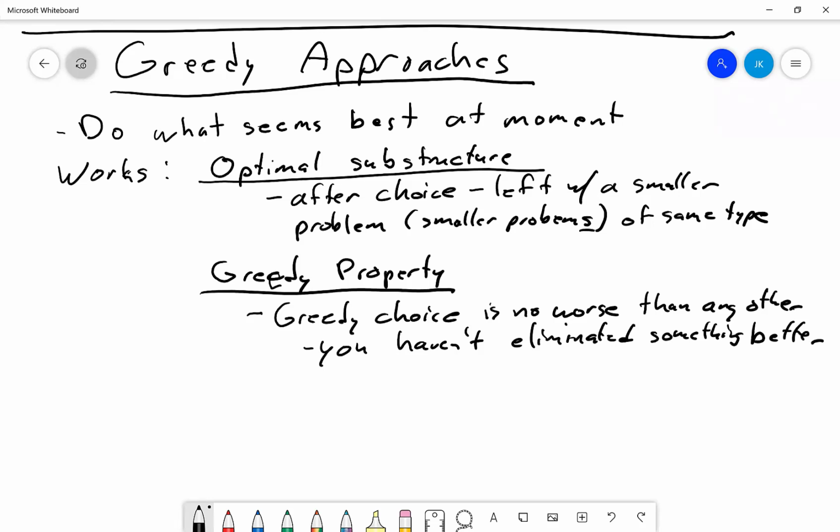Okay, so the greedy choice not being any worse than any other one is sort of the way to go about things. You say, okay, well, I know that if I do that, I haven't made my life worse. There's not a way that someone could have taken some other choice that clearly would mean this one was a bad choice. This would still be just as valid as before. If that's true, then it has the greedy property.